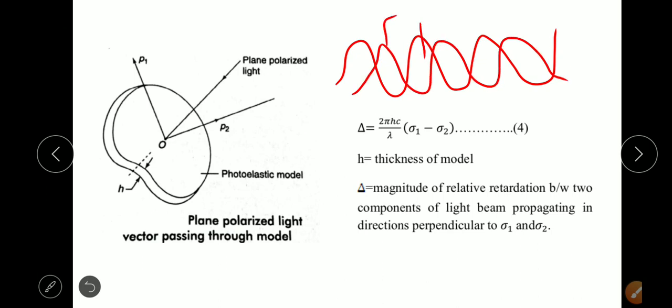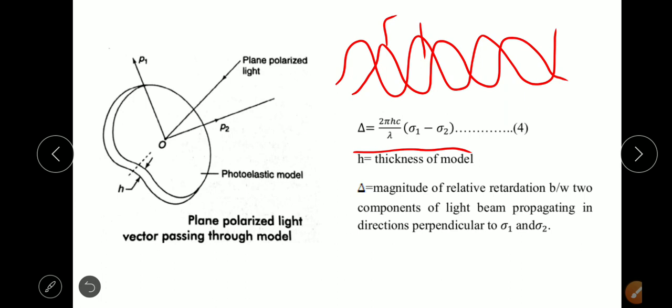So this is the distance between the two wave points, and that is the retardation, which can be determined by the angle of inclination of the refractive indices and the light vectors. By that you get the retardation value, and finally you get this equation, delta equals 2 pi h c by lambda into sigma 1 minus sigma 2, where h is the thickness of the model, c is the velocity of light, lambda is the wavelength, and sigma 1 and sigma 2 are the principal stresses.